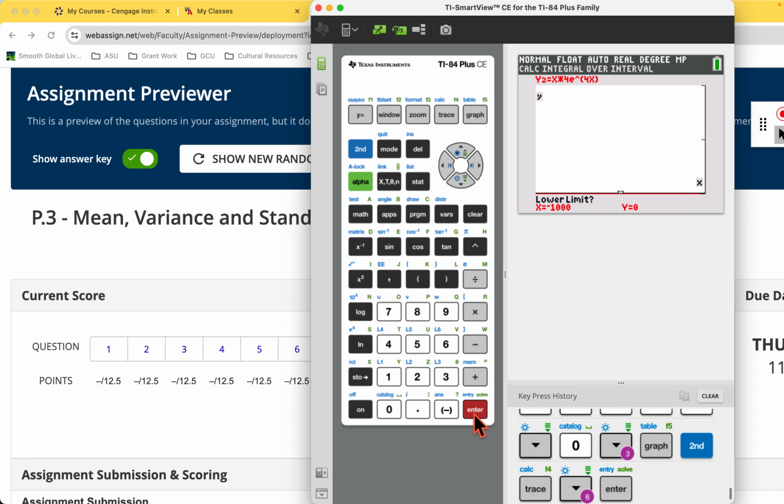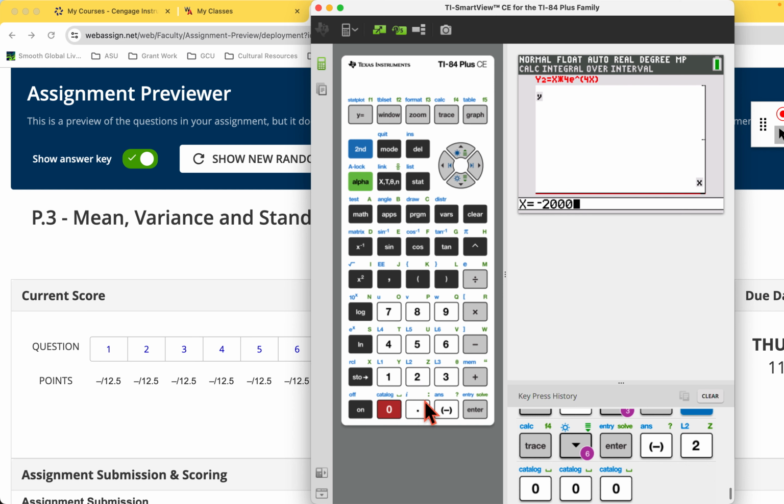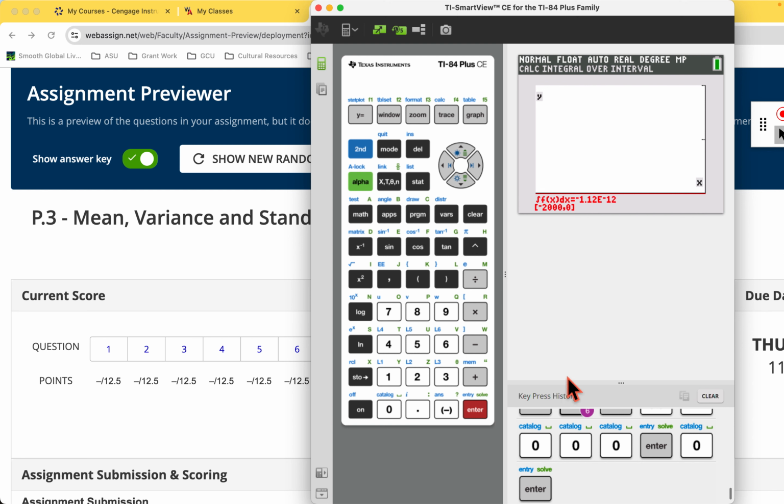We're going to do this. Now remember, the lower bound is negative infinity, and I set it up as negative 2,000, so that's what I'm going to use for my lower bound. Whatever you set the window at, that's what you use. And again, this is because we have to go to negative infinity. The upper limit is 0. And this will give us... I think I did have some problems with this one. What's that number? That's e to the minus 12, which is 10 to the negative 12, which means there's a bunch of 0.0000. So that's basically 0.